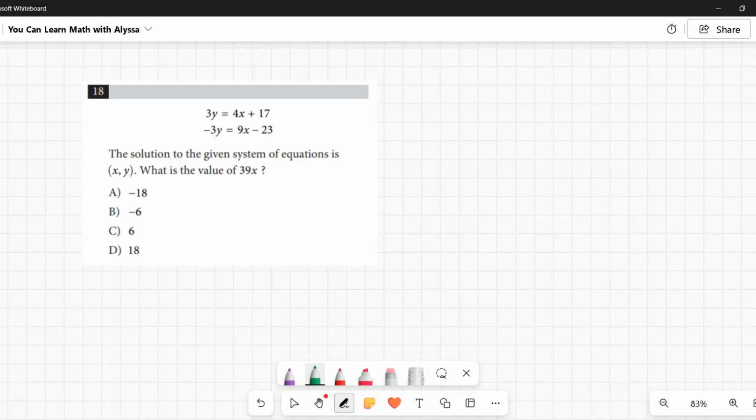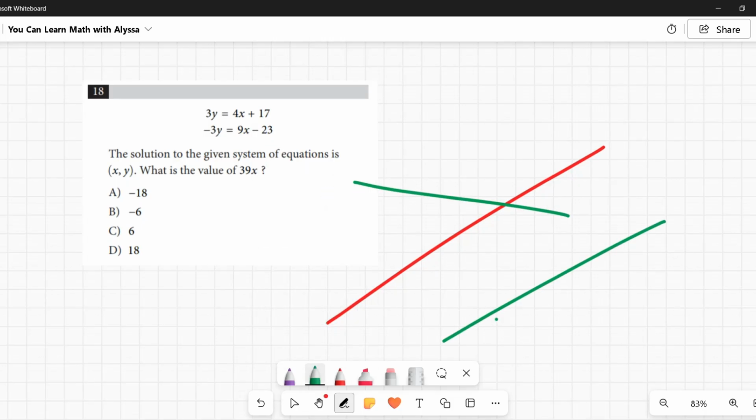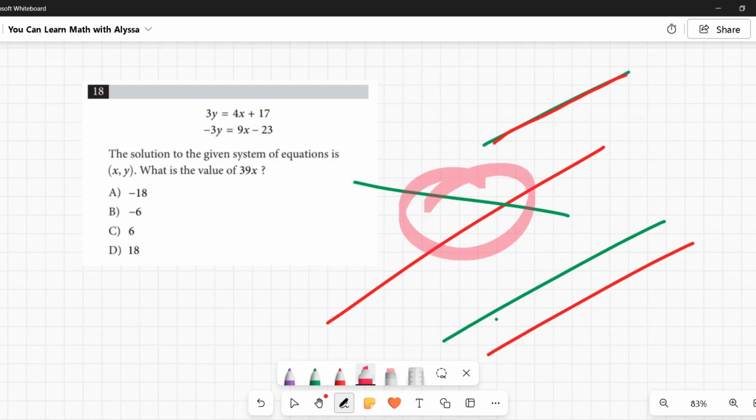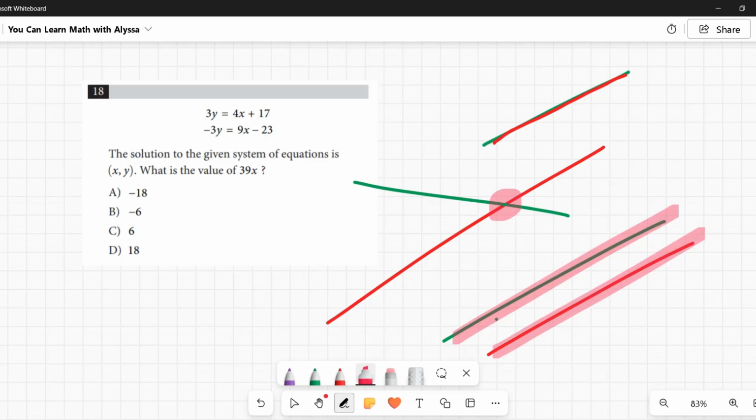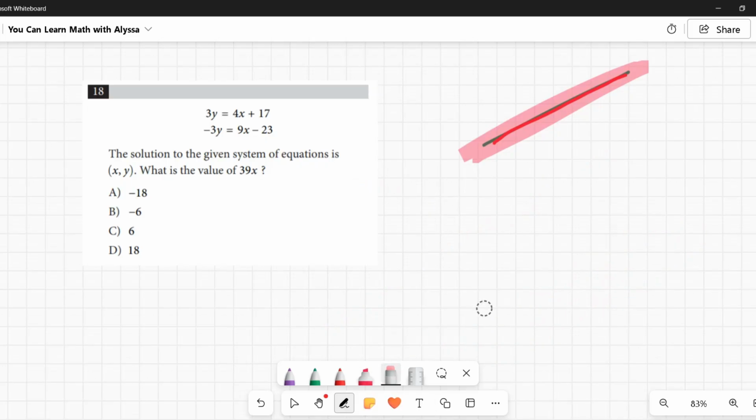Because in linear equations, there's only 3 options. You can have 2 lines that cross. You can have 2 lines that are parallel. Or you can have 2 lines that are identical. So when they cross, we have a single solution. When they are parallel, we have no solutions. And when they are on top of each other, we have infinite solutions. So the fact that there is a single solution tells us the lines cross. There's one solution. Okay, good.